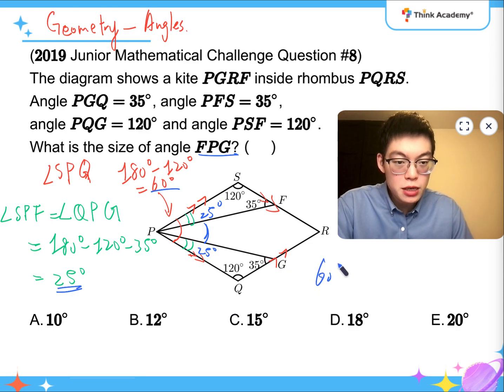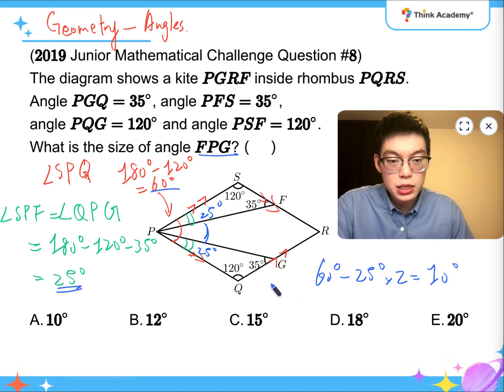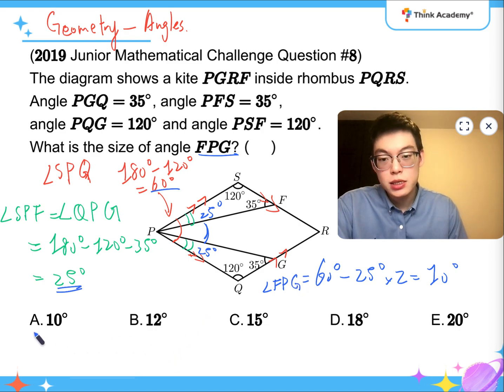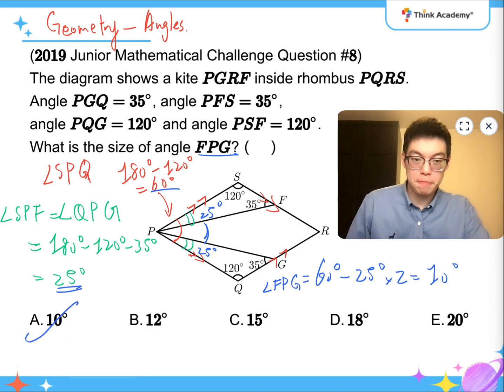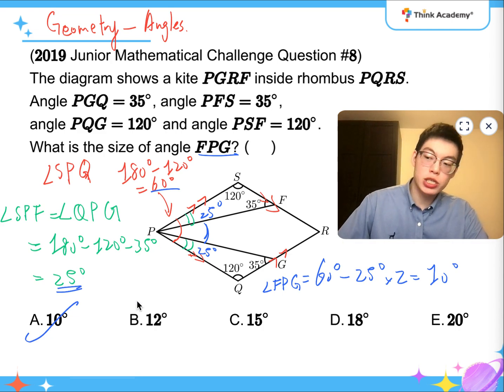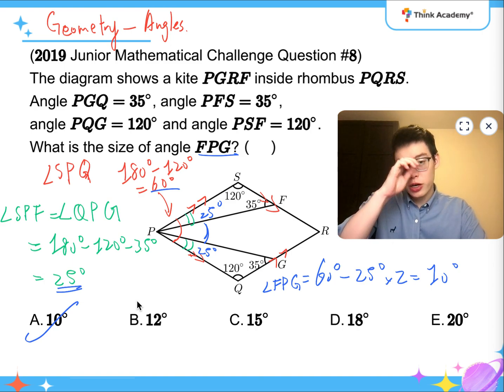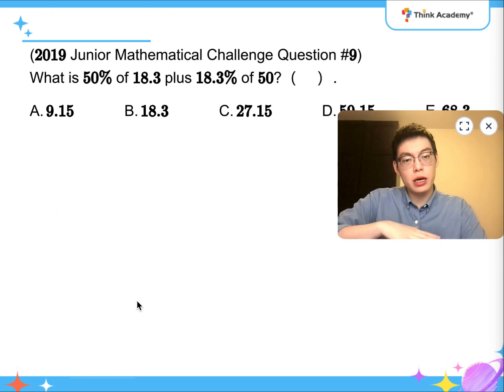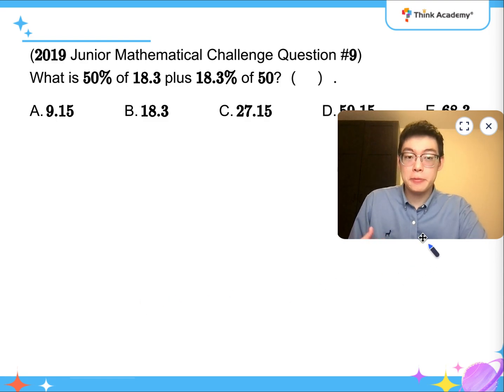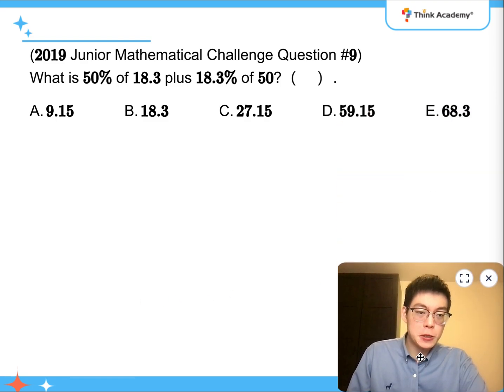So 60 take away 25 degrees times 2 is 10 degrees, and that's equal to the angle FPG. Okay, so the answer is A for 10. Of course, you can also solve it by the interior angle sum of the quadrilaterals, which means that once you know that the opposite angles of the rhombuses are the same, you can figure that out. That's for the last question.